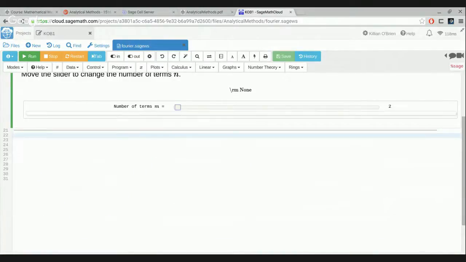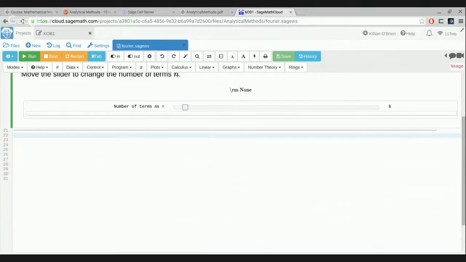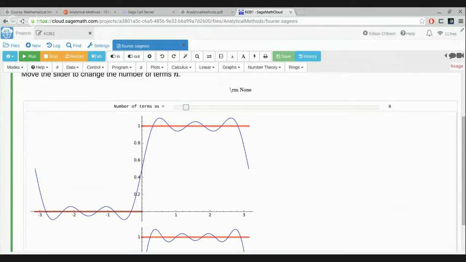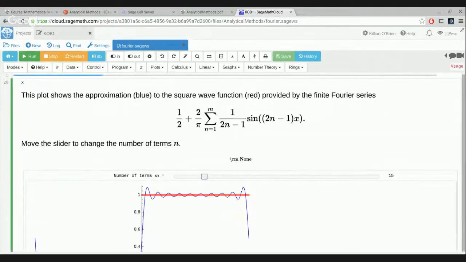And as you increase m, get more and more sine functions in, your blue Fourier series, or the partial Fourier series, is better and better approximating the red function. Go up to 6 terms, you now have a pretty good approximation to it. Bump it up to 15 or something, you should get a very, very good approximation to it.